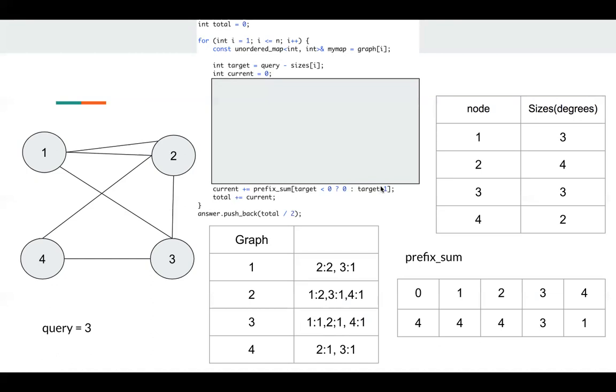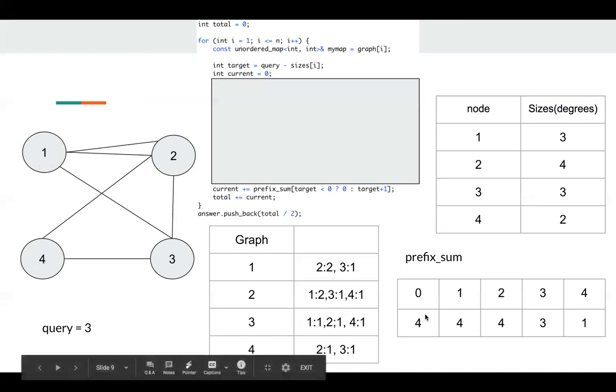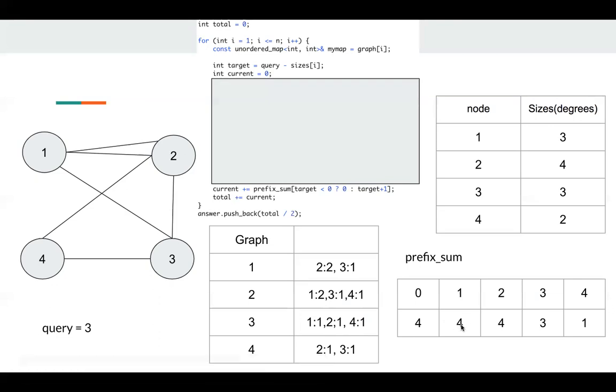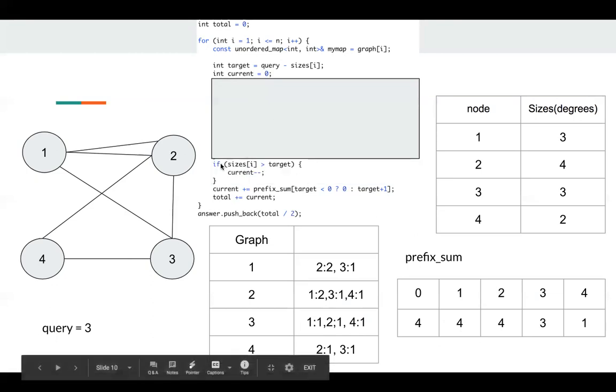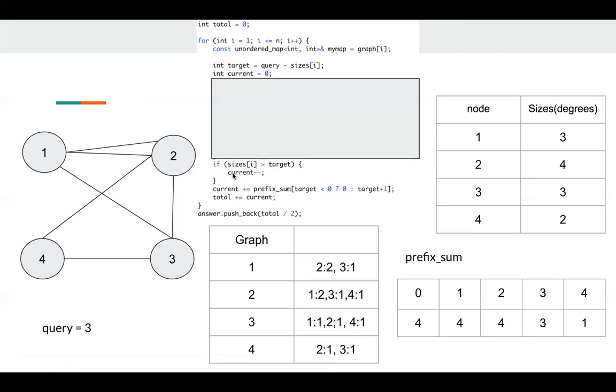But there are two wrong things, two bugs here. First of all, we know when i is 1, there are at most 3 other nodes that can pair with node 1. How can we get 4 here? It's because we count 1 itself. So we need to exclude the current node. If the degree of the current node is greater than target, we should subtract the current one first, like minus it by 1, since it will be incremented in this line.